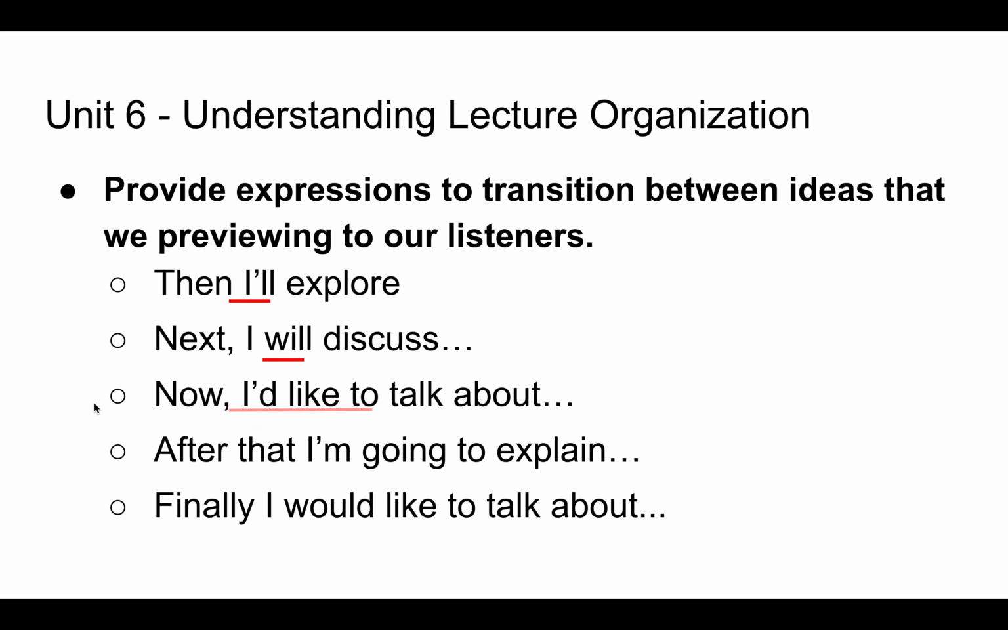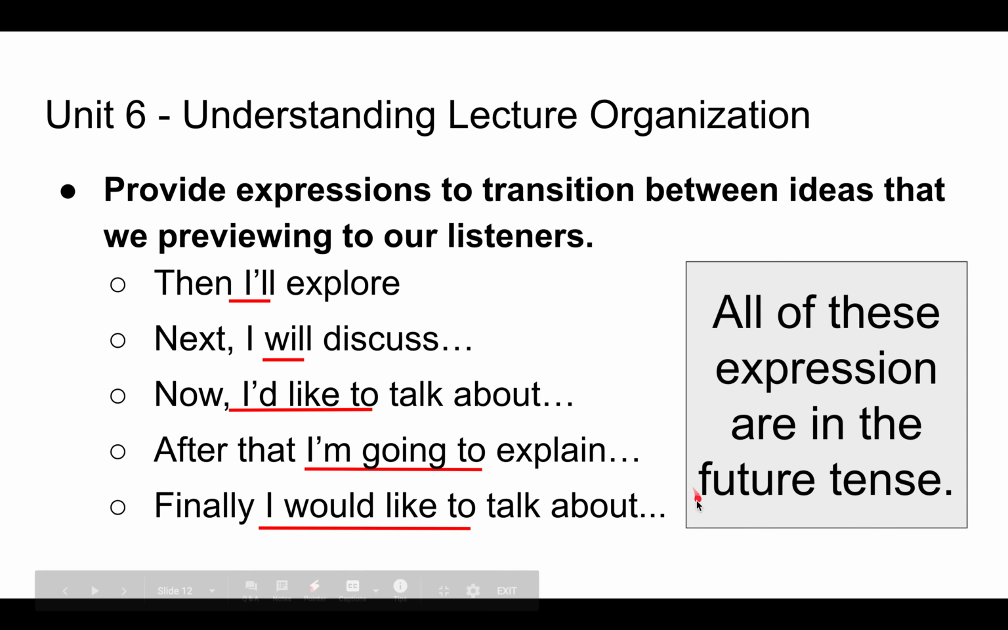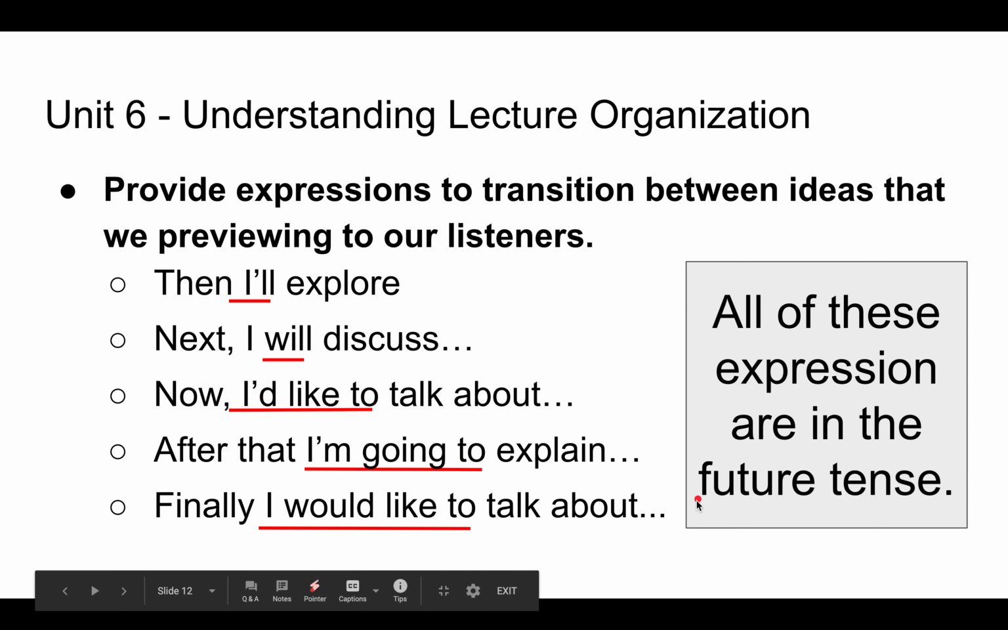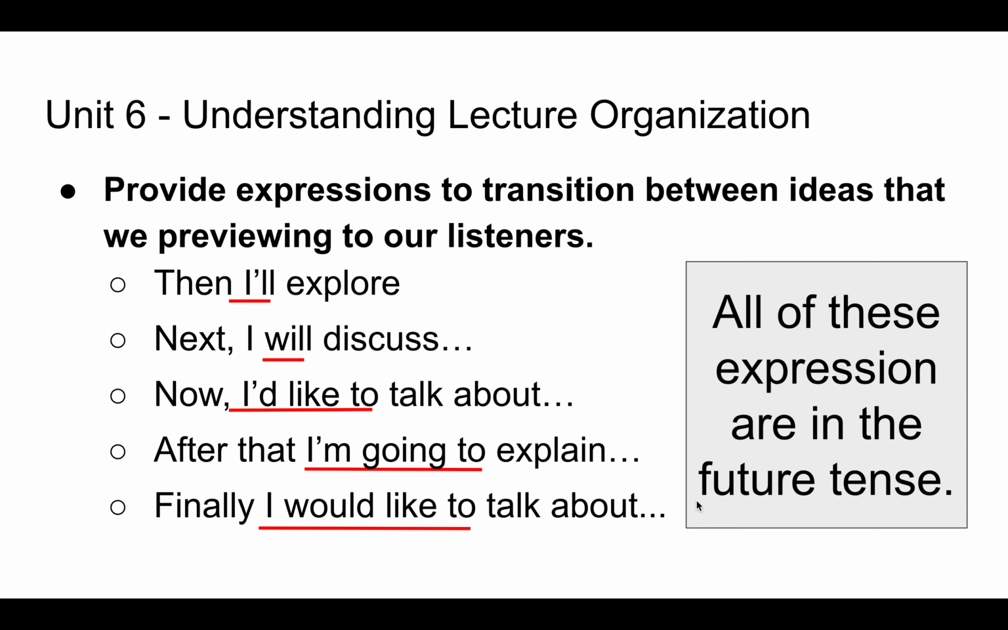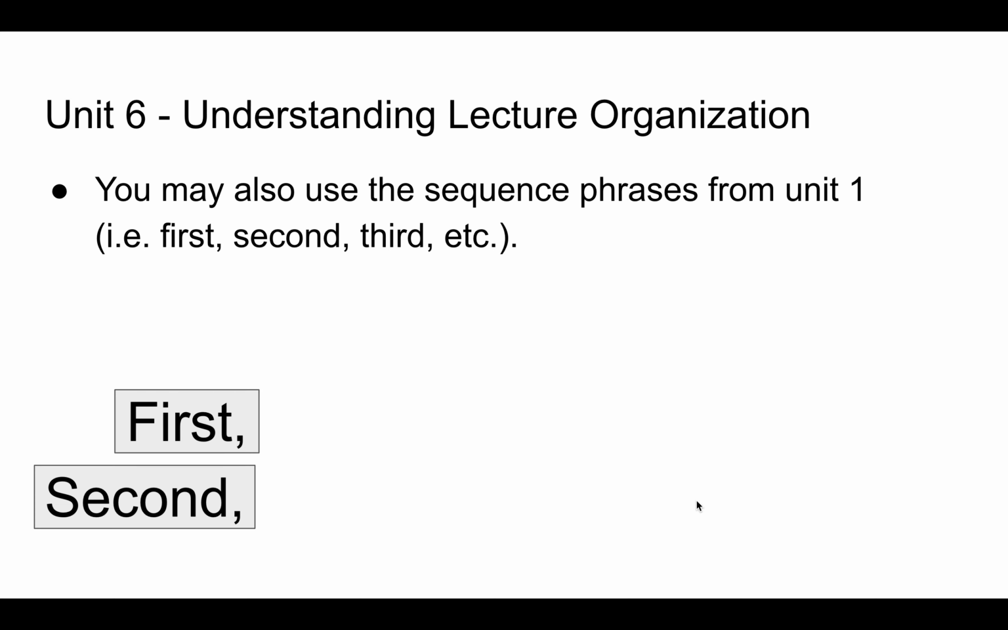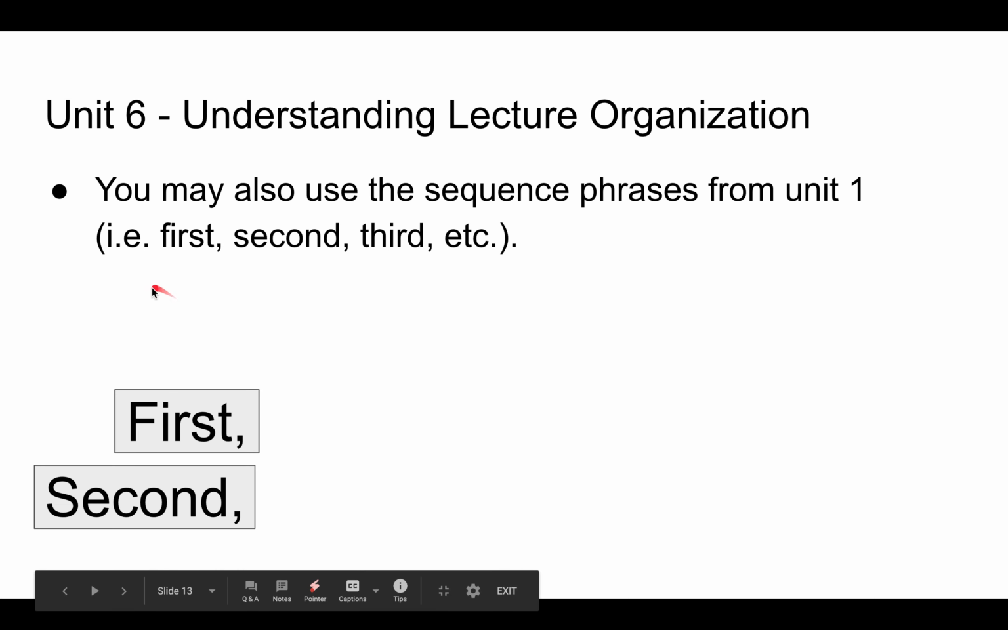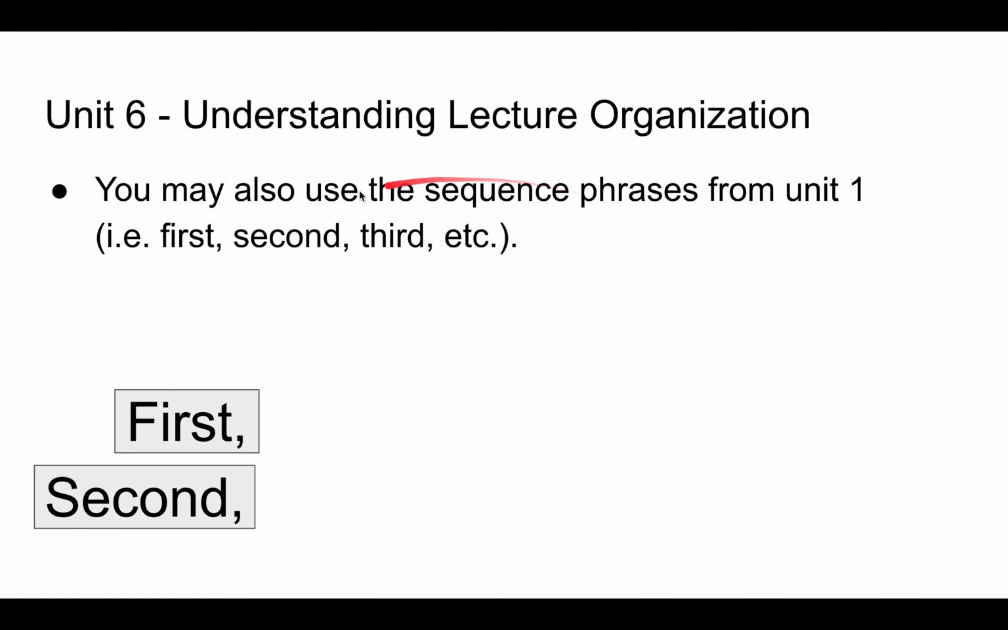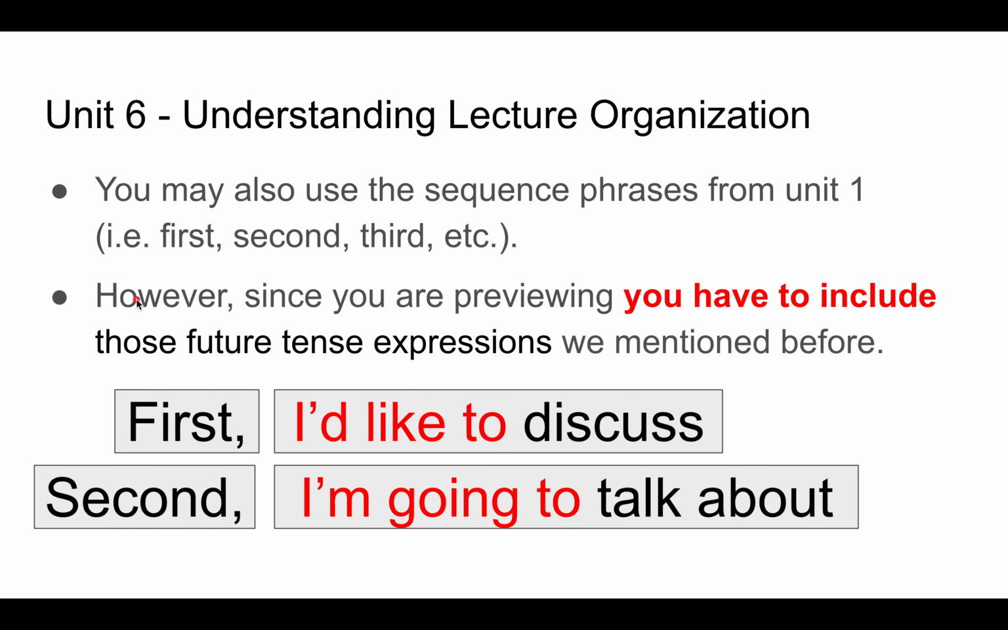I'll, will, I'd like to, I'm going to, I would like to. All of these expressions are in the future tense. That's important because we're talking about something that we will do in the future when we are previewing. Okay? So you may want to consider using sequence phrases from Unit 1, that is first, second, third, etc. However, since you are previewing, you have to include those future tense expressions that we mentioned before.